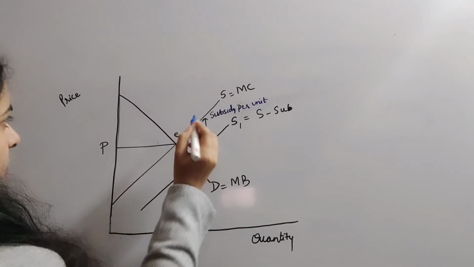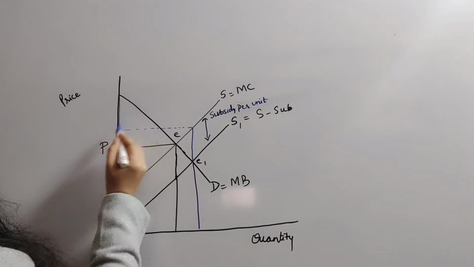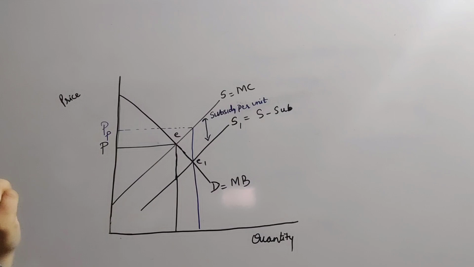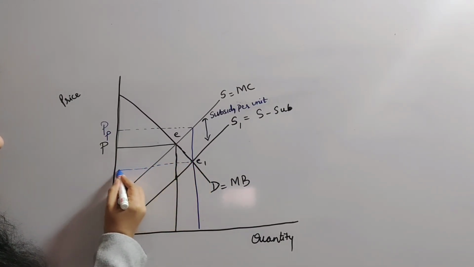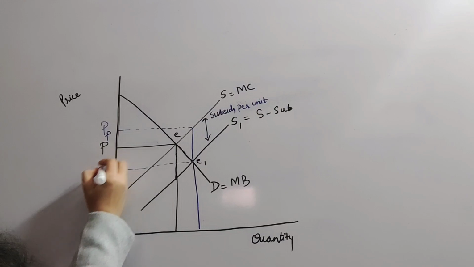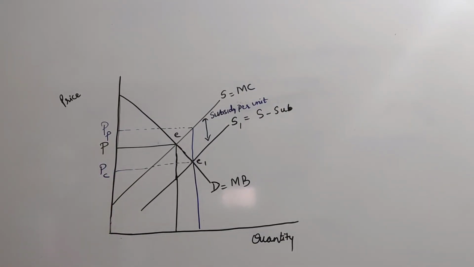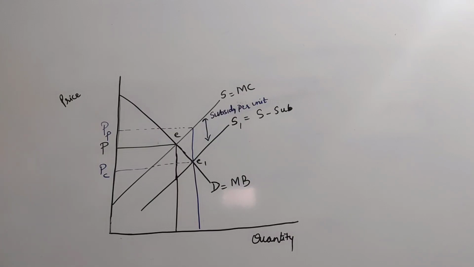And if we talk about the price which is received by the producer, here it is represented as PP, and the consumer has to pay a lower price. This is the price which is paid by the consumer now, and the difference here between PP and PC represents the amount of subsidy.